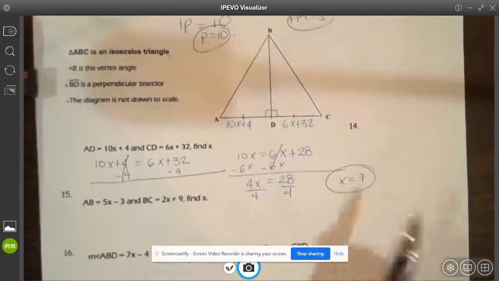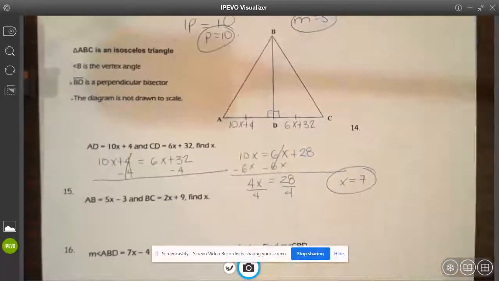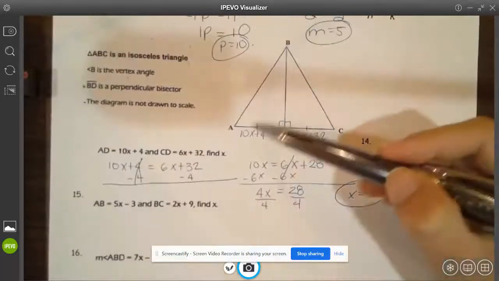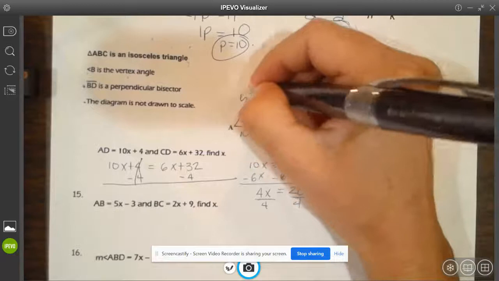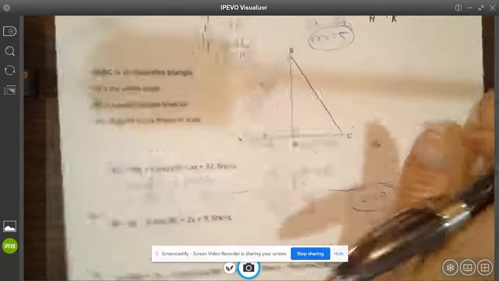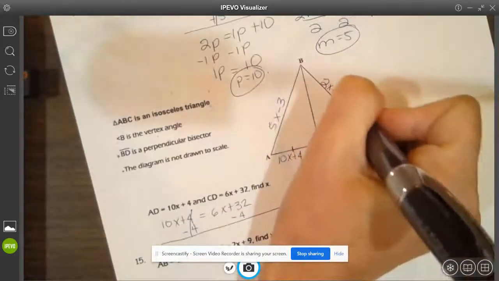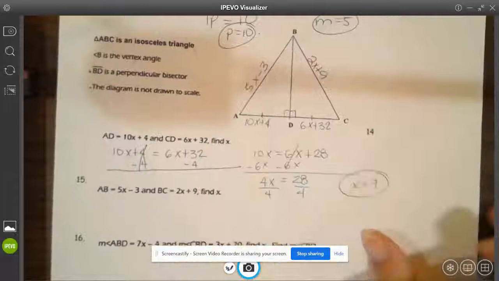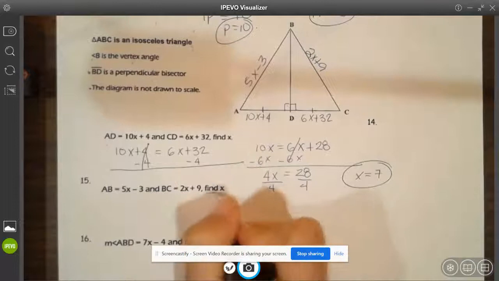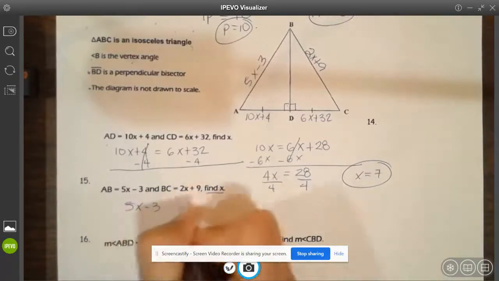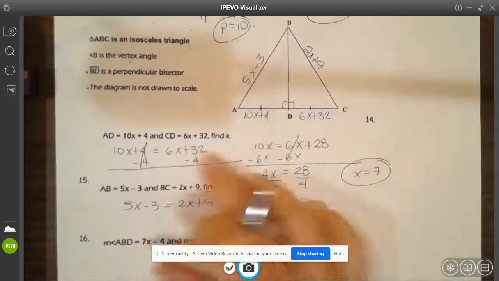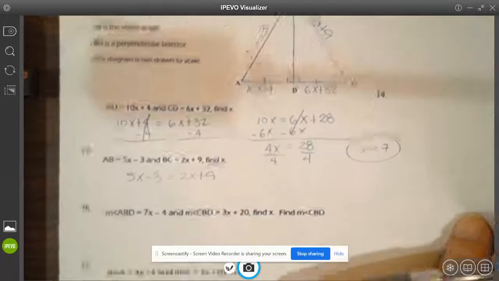Now, careful what they ask, because sometimes you need to use that x to plug it back in to find the value for something, right? All right, so then it says AB is 5x minus 3, and then BC, 2x plus 9. So now we know that these two sides are going to be the same because this is a perpendicular bisector. So we're going to set them up equal to each other to find x. 5x minus 3 equals 2x plus 9. And then you find x the same way we did here. Okay? All right, let's move along.